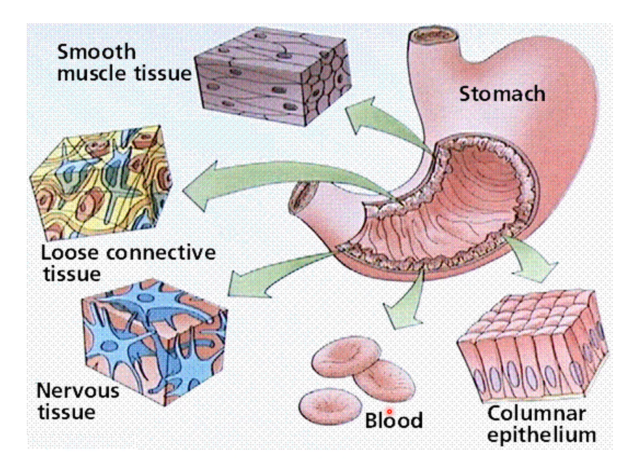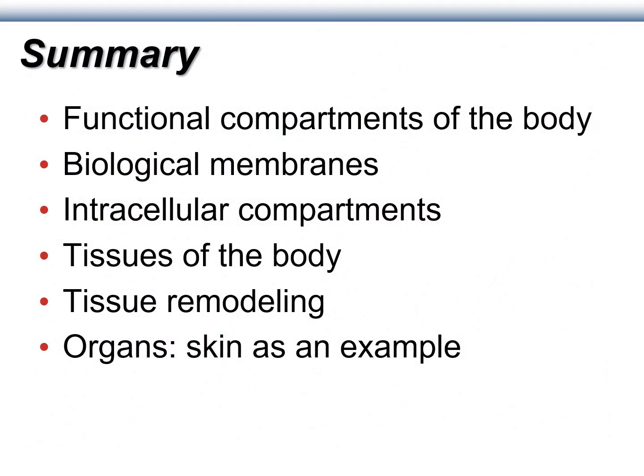Same thing's true with this slide. I'm not going to belabor it all that much since I'm running a little bit long. In summary, functional compartments. We talked about macro compartments and we talked about fluid and functional compartments. We talked a little bit about membranes and the intracellular compartments. We talked about the four major tissues, the remodeling in terms of apoptosis and necrosis, as well as the types of stem cells, and just wrapped up with a little bit of reflection on organ systems.